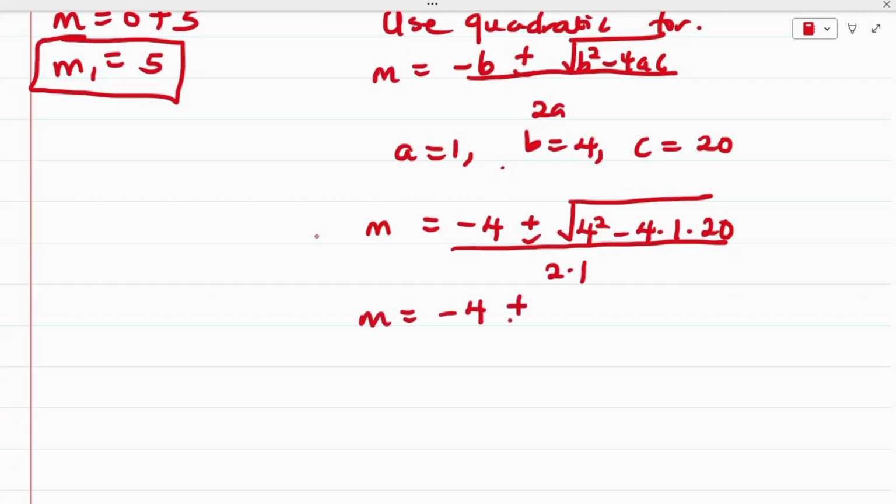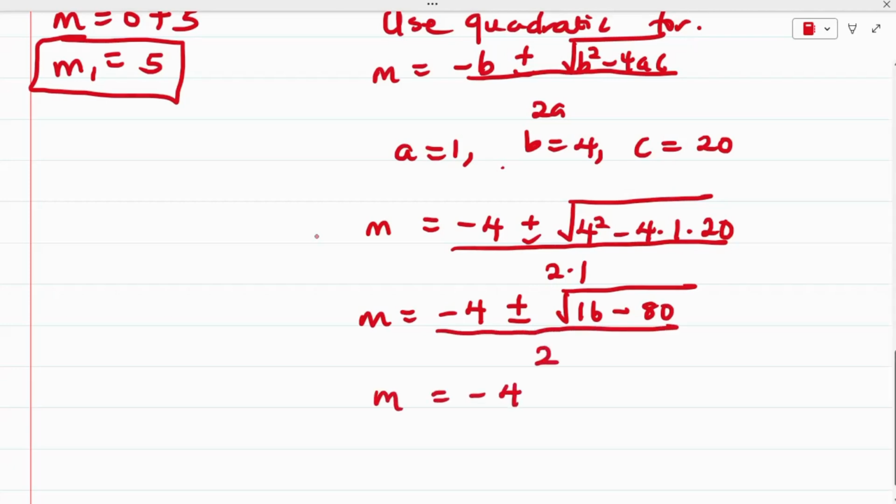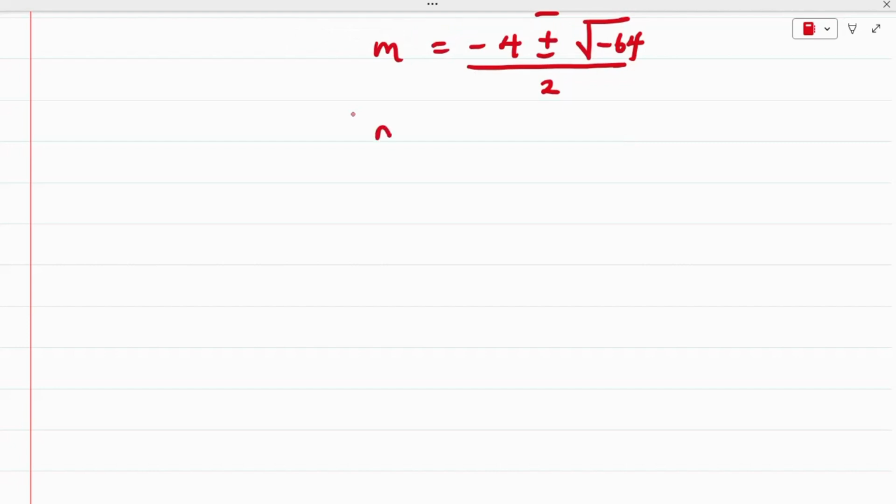So m is equals to minus 4 plus minus the square root of 4 squared, which is 16, minus 4 multiplied by 1 multiplied by 20, which is going to give us 80, divided by 2 multiplied by 1, which is 2. M is equals to minus 4 plus minus the square root of 16 minus 80, which is going to give us minus 64, over 2.